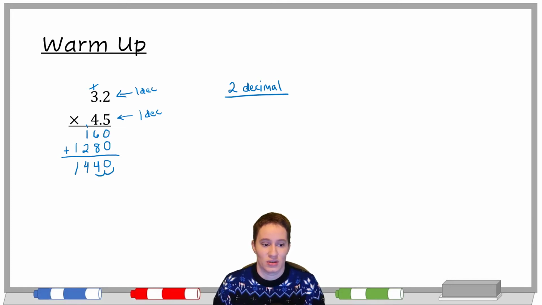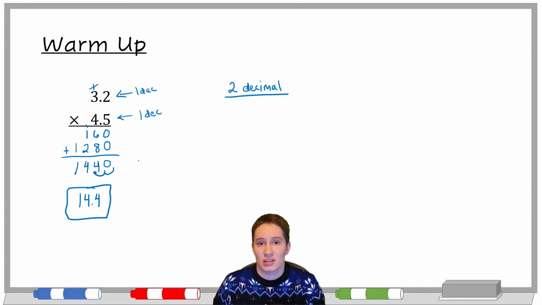We've said our answer should have 2 decimals, so we always start from the right and count 2 decimals to here. This should be 14.4, and you can either put the 0 there or you can actually leave it off. Any zeros at the far right don't have to be written. They can be, but they don't have to be. This would be our answer.